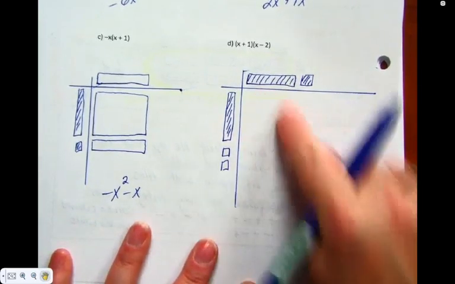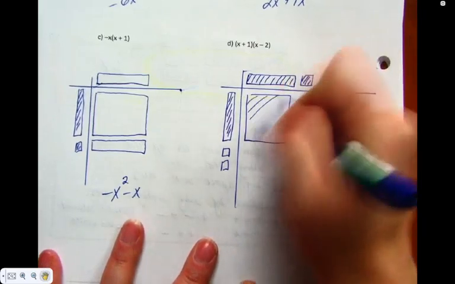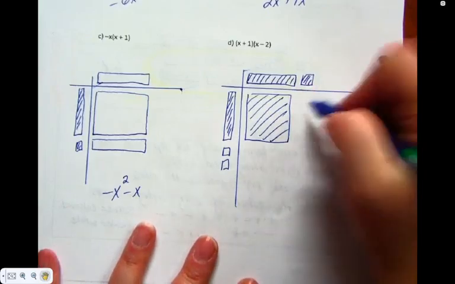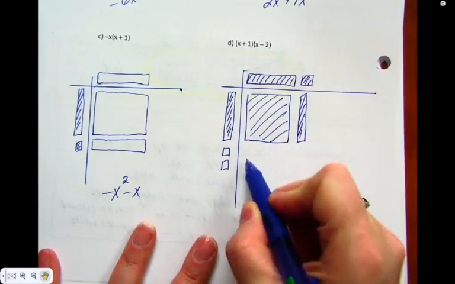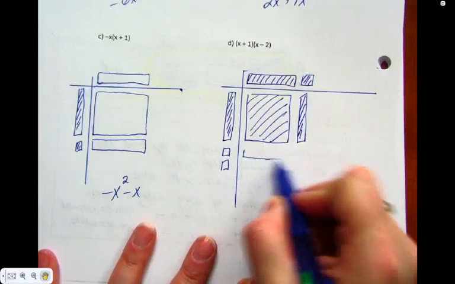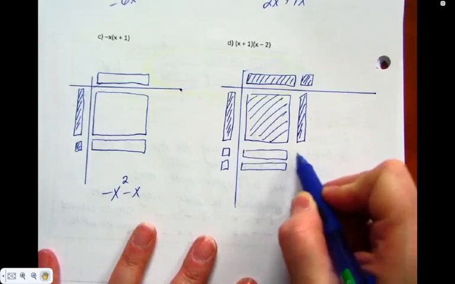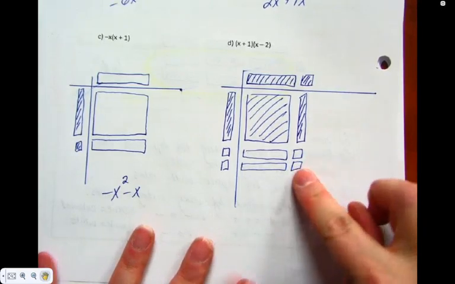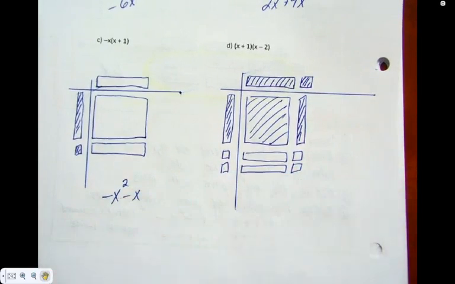What's going to go here? Why colored? What's going to go right here? What's going to go in this little tiny space right here? Why white? Because a positive times a negative, so opposite color is going to give us white.